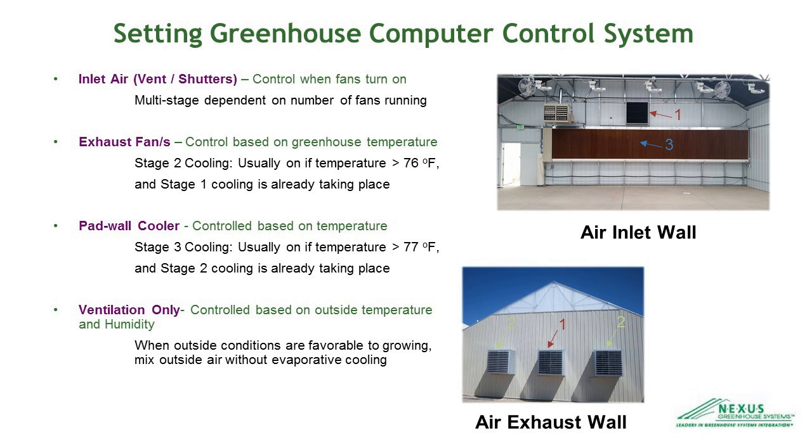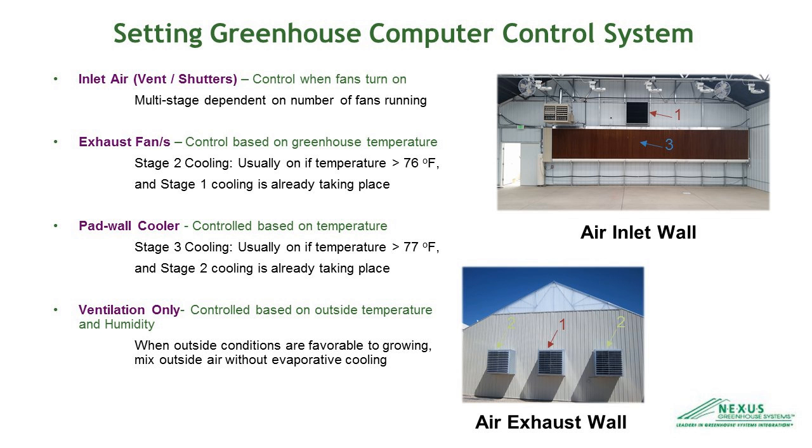Multi-stage, depending on the number of fans they're turning on. Once your exhaust fans turn on in stage 2 cooling, this is typically set just a little bit hotter than stage 1 cooling. It also runs stage 1 cooling simultaneously. As we mentioned previously, stage 3 cooling, which is the pad wall cooler, will run with all the fans from stage 2, all the vents open from stage 2, and all the fans and vents open from stage 1.